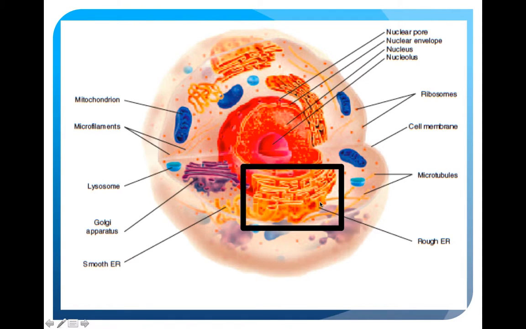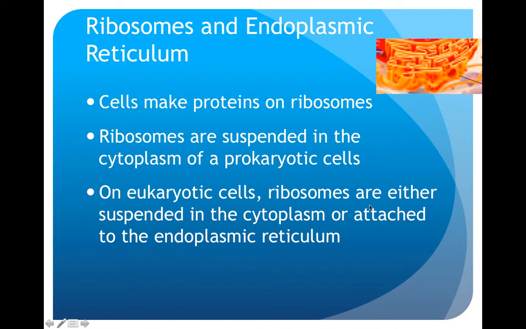The next one is the endoplasmic reticulum. The endoplasmic reticulum, and we're going to talk about ribosomes too, are found in eukaryotic cells. Cells make proteins on the ribosome. So ribosomes are the location for protein synthesis. Ribosomes are suspended in the cytoplasm of prokaryotic cells. But on eukaryotic cells, some are suspended in the cytoplasm, but others are attached to the endoplasmic reticulum.